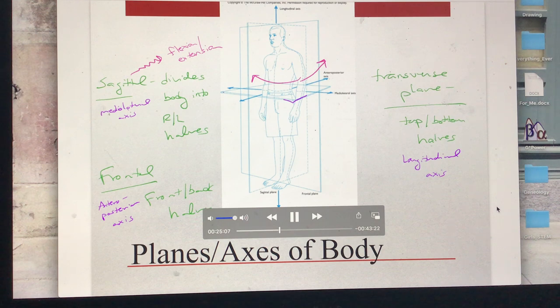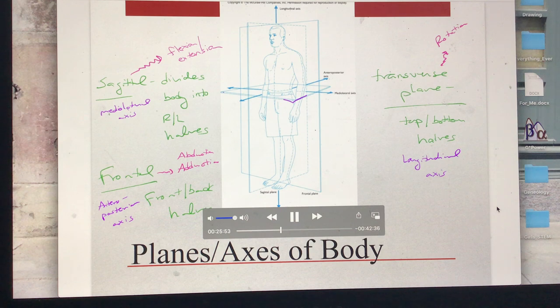Okay. And then, likewise, we have abduction and adduction that are occurring in the frontal plane. If I abduct and adduct, it's like a chicken wing motion, bring my shoulders out and then back in towards my body. Those motions are parallel to the frontal plane. And then lastly, transverse, what motions occur in this plane? Rotation. Internal rotation, external rotation, that sort of thing. Once you know these, you can answer the last question.